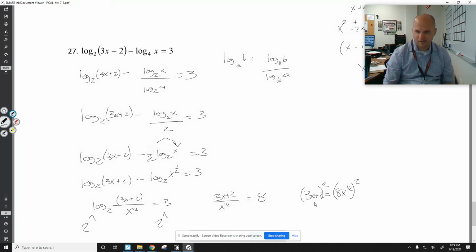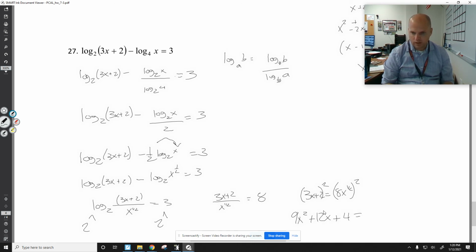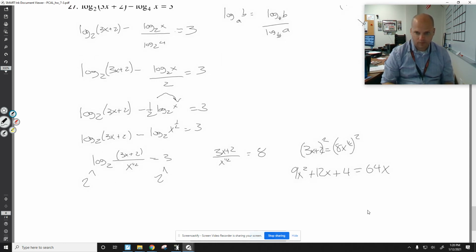Let's do it. I get 3x plus 2 times 3x plus 2. So 3x and 3x is 9x squared. 3x and 2 is 6x, 3x and 2 is 6x, so that's 12x. 2 and 2 is 4. Here, 8 squared times x to the 1/2 squared is 64x. Subtract 64x: 9x squared, 12 minus 64 is negative 52x, plus 4 equals 0.